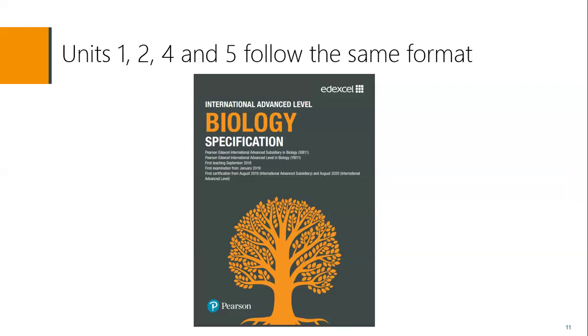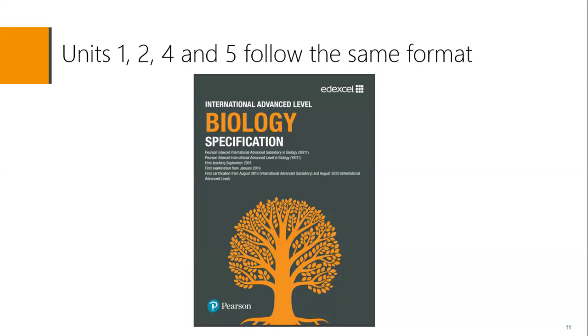Units 1, 2, 4, and 5 follow the same format in the specification. The IAS comprises Units 1, 2, and 3. The topics covered in these units are very much the foundations or building blocks required by students undertaking an A-level in biology. Pages 14 to 24 detail the biological knowledge and understanding that will be assessed in examination units 1 and 2.